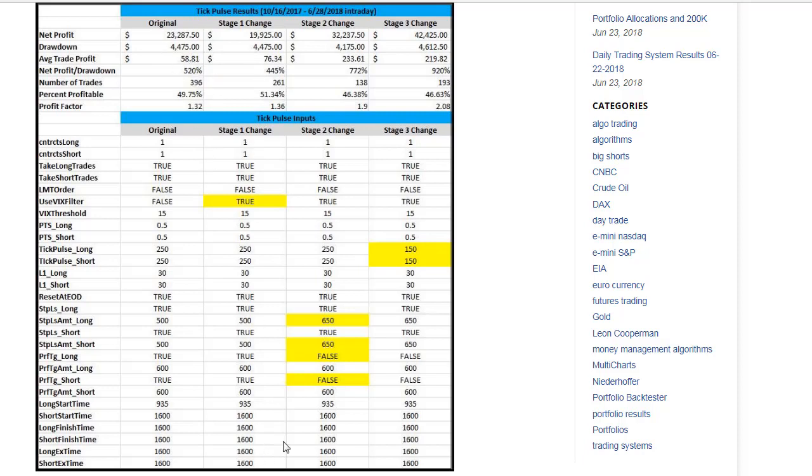We're going to put in these inputs, and these inputs, and these inputs, and then we're going to compare the numbers. So I'm going to pause the video while we go on to the stage 1 change and look at the results with more data.